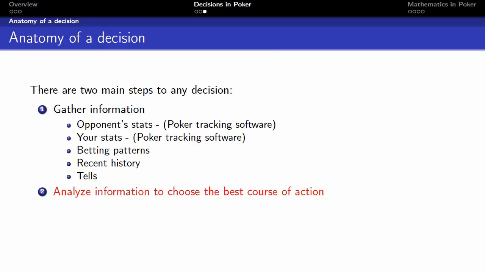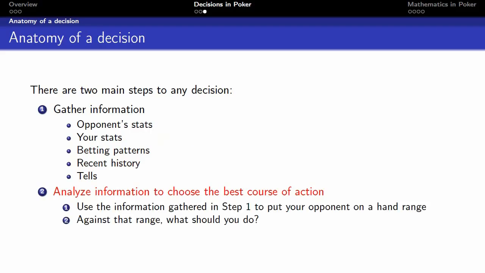This is where you've collected all the information and now you want to choose the best course of action. And this is the stage that this video series is really going to talk about. In fact, it's only the second step that we're really going to talk about in this series. So in the first part of this stage, you want to narrow your opponent down to a hand range, or multiple opponents down to multiple hand ranges.